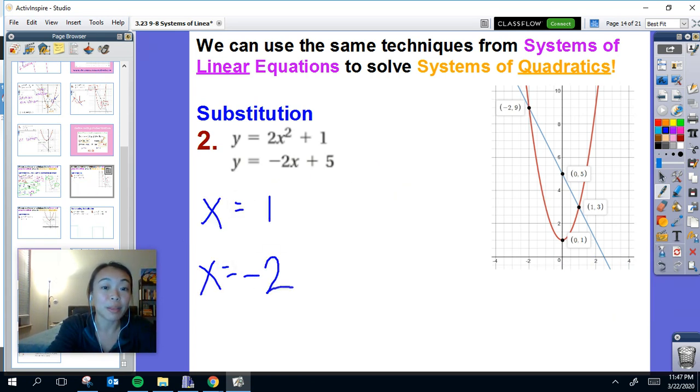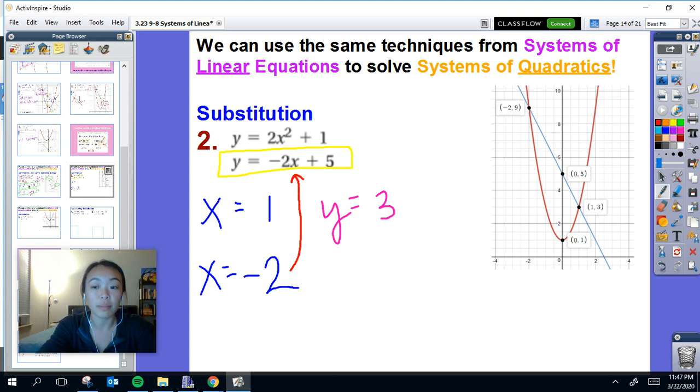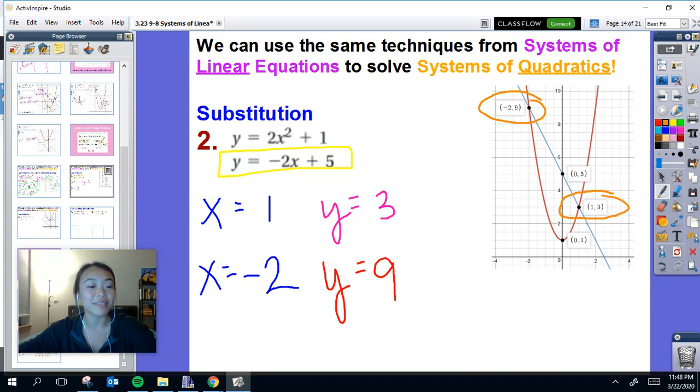And all I do is plug it back in to the easier equation. I think this bottom one is the easier equation, but you can use either of them. When I plug in 1, my y value will end up being 3. You can double check too. And when I plug in negative 2 here, go ahead and plug it into your calculator or Chromebook or whatever. You should get a y value of 9. And how do I know that's true? Because we already did it on Desmos and it matches the intersections that we've gotten already.